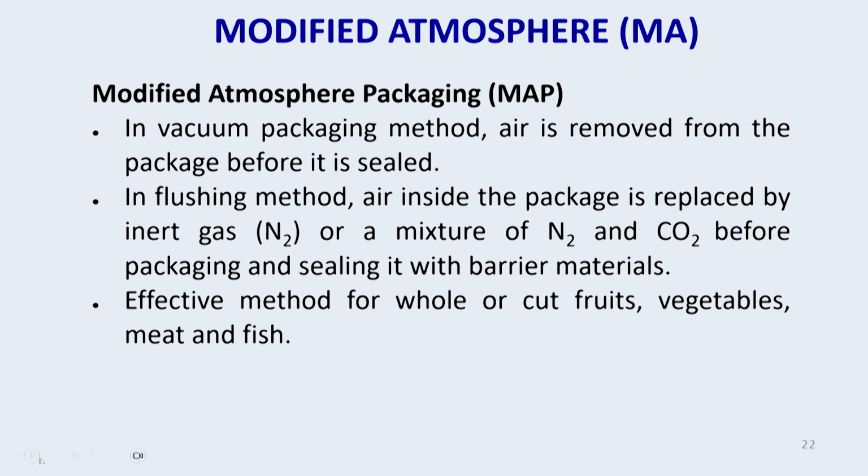The methods of modified atmosphere packaging. One such method is vacuum packaging. Vacuum is the removal of air from the packaging before it is sealed. There is another method called the flushing method, in which the air inside the package is replaced by an inert gas, that is nitrogen, or a mixture of nitrogen and carbon dioxide.